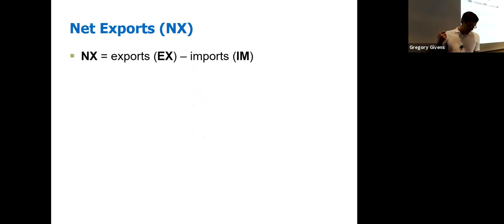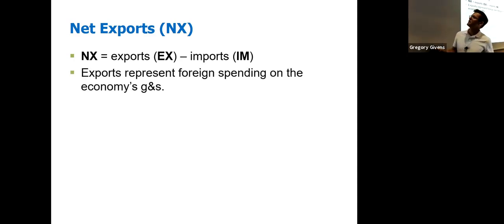So exports, hopefully you guys remember this. I believe we talked about this in a previous section of the course. This is spending by foreign residents on goods and services that are produced domestically, right? That's a U.S. export, right? Imports would be spending by U.S. residents on goods and services that are produced abroad, all right? It's the value of exports minus our imports that counts towards gross domestic product.